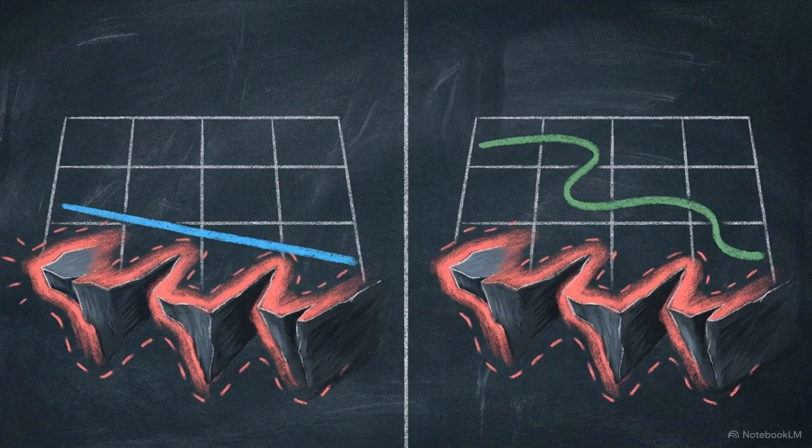Q-Learning identifies the shortest theoretical path in the environment. SARSA prioritizes survival during learning, adjusting its path based on the reality of its own behavior.